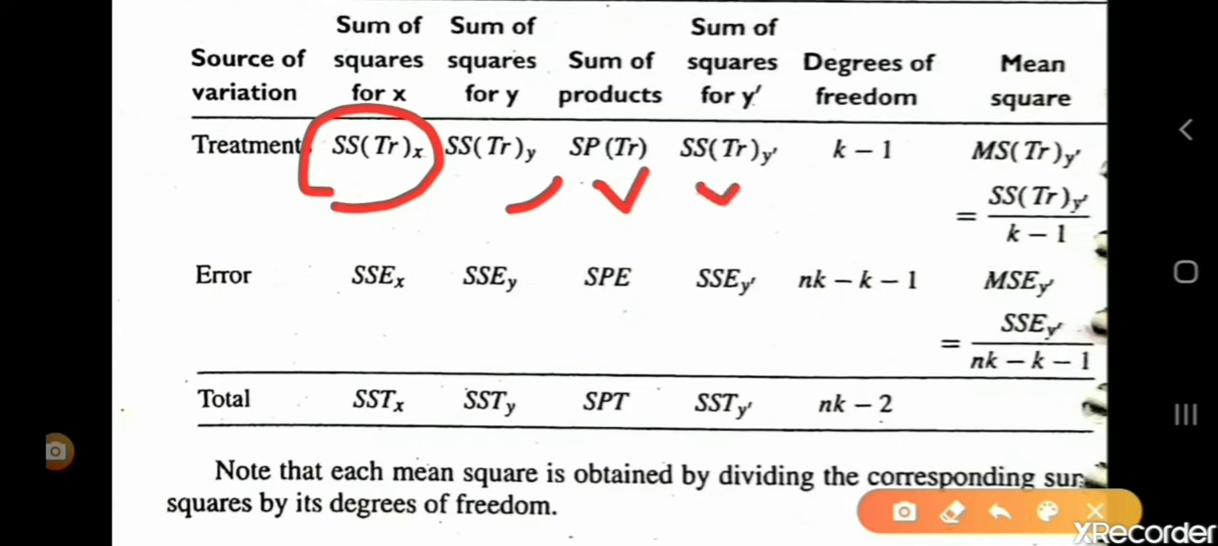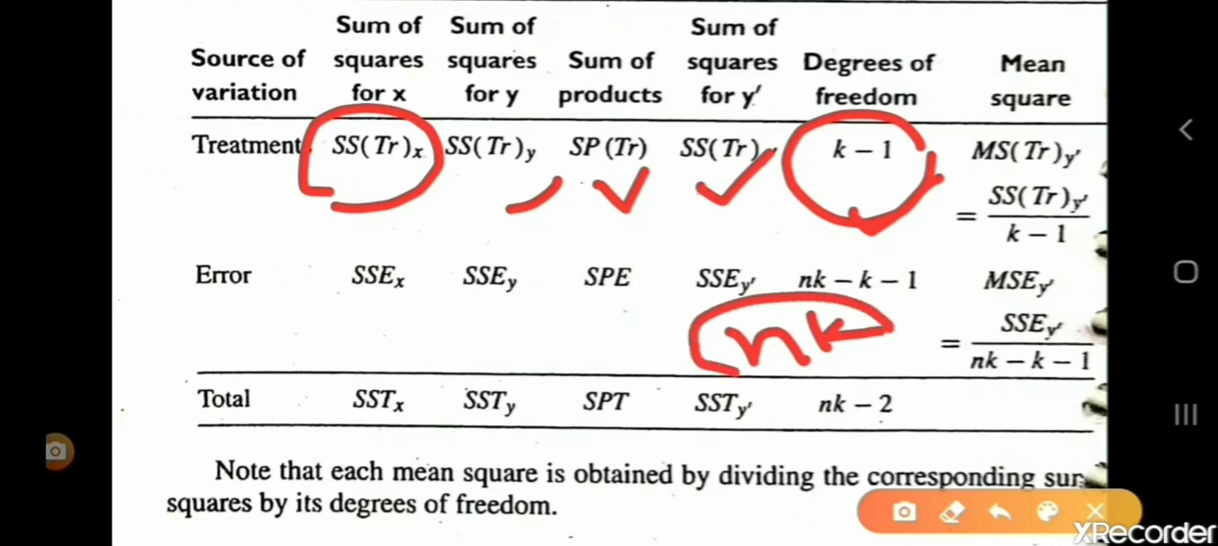We know there are total k groups. So if we know the mean of one variable, we need total k minus 1 values to fix the state. So the degree of freedom for treatment will be k minus 1. For total, there will be n into k, and we need at least two variables. If we know at least two variables, then we can calculate the other variable. So totally the degree of freedom will be n into k minus 2.